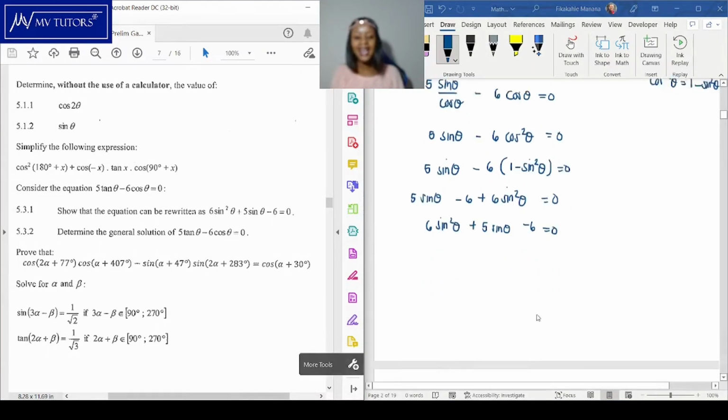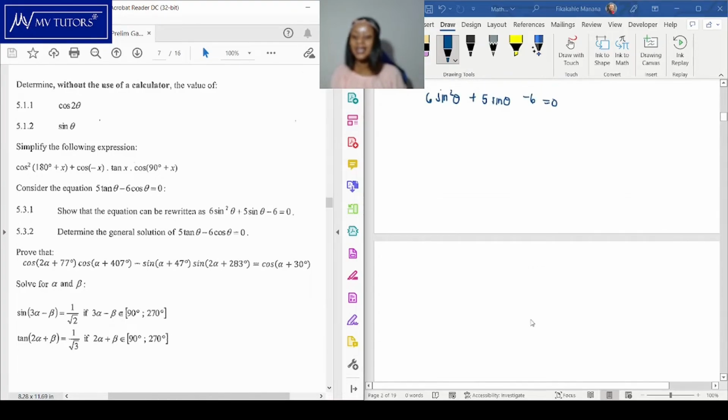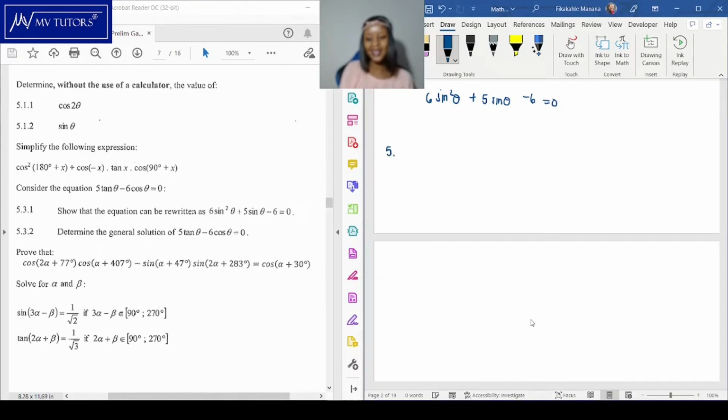Yep. Now, second question, it says, determine the general solution of 5 tan theta minus 6 cos theta. Okay, so we already know what 5 tan theta minus 6 cos theta is, right? We just simplified it as they said it. So 5 tan theta minus 6 cos theta is 6 sine squared theta plus 5 sine theta minus 6. So I see here and I recognize that I have a quadratic, okay?